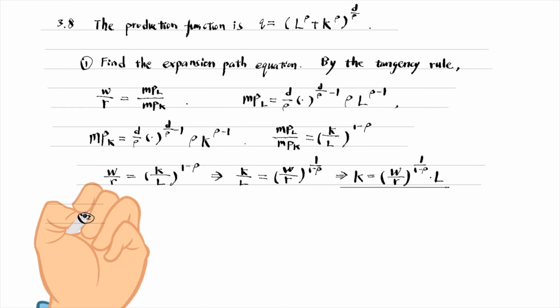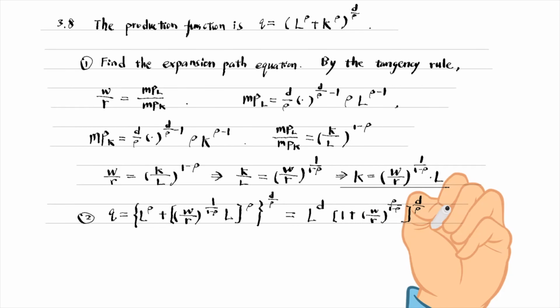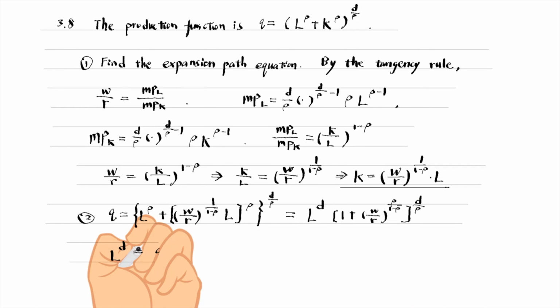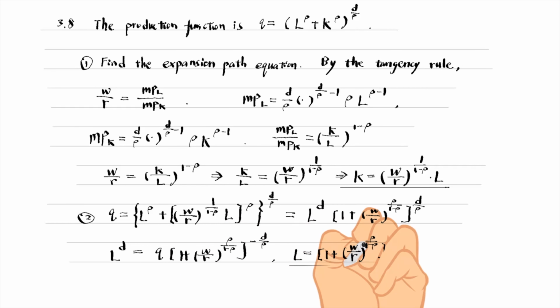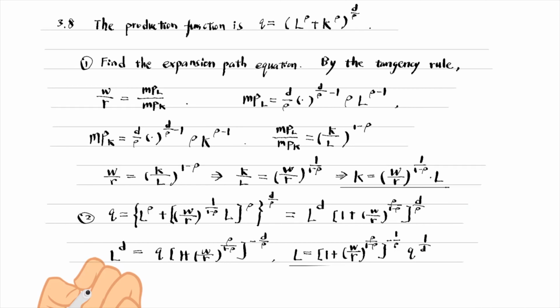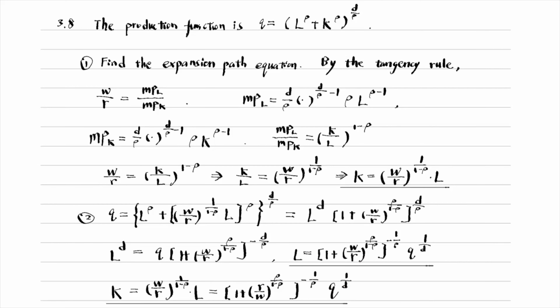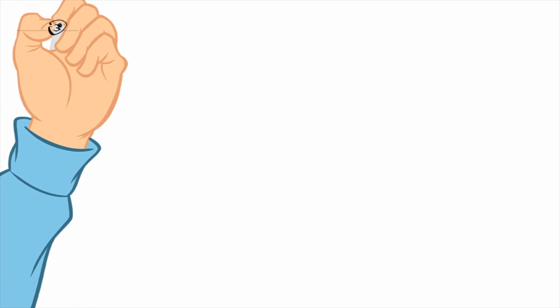In the second step, we express labor and capital in terms of output. We use the production function and plug in the expansion path equation to write output Q as a function of labor L. Then we write the inverse function to express labor in terms of output. Plugging labor into the expansion path equation gives the capital function in terms of output. Now we have both inputs in terms of output.